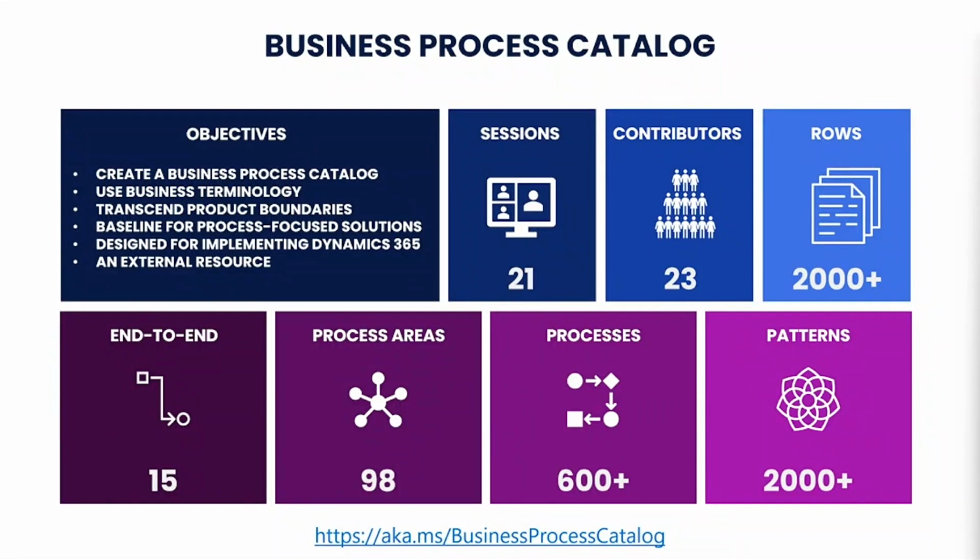What we have now and what's available today is the latest version. It's the December version, and we have 15 end-to-end processes that we've identified, and we've divided those 15 end-to-end processes down into 98 different process areas. Those process areas then break down into more than 600, nearly 700 individual processes and more than 2,000 patterns.